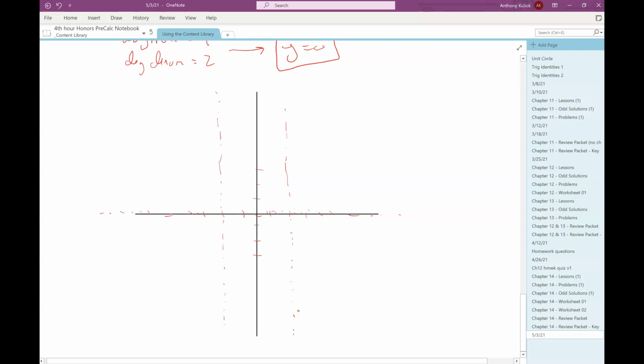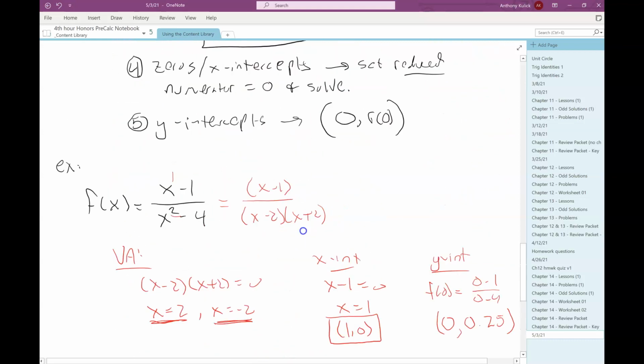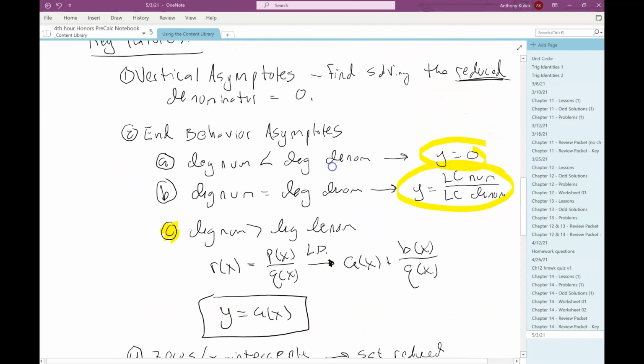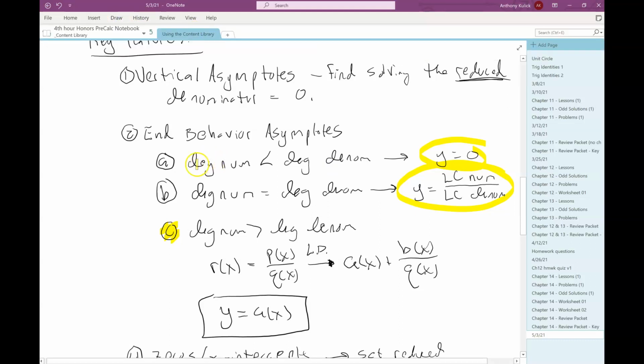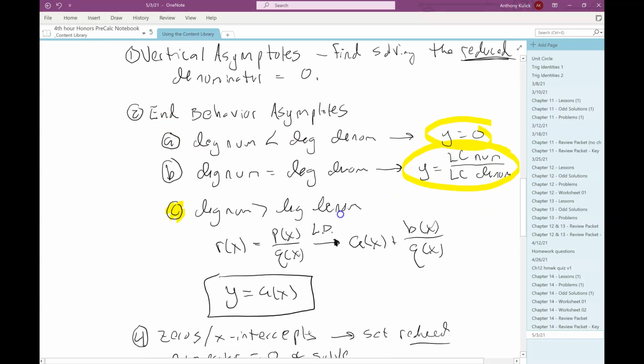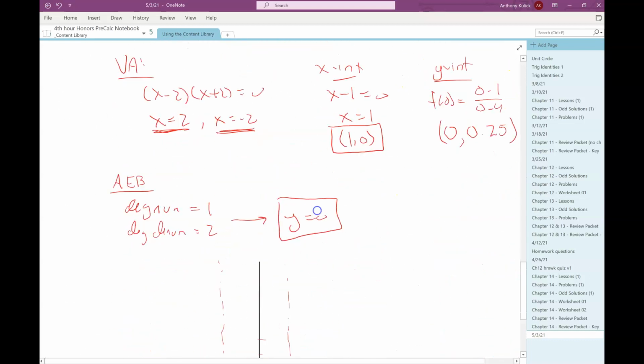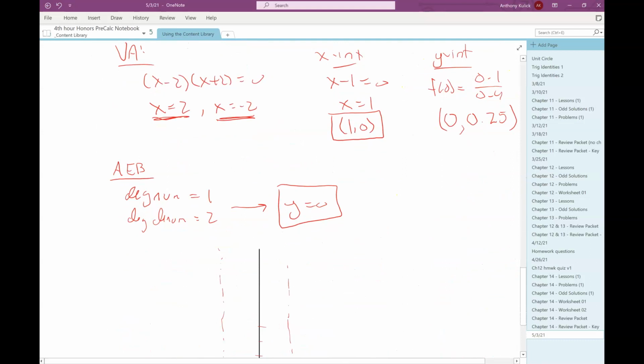Yeah, Josh. Sorry, I'm still a little confused on how to find the end behavior asymptote. So I followed these rules here. In our case, the degree of the numerator is 1 and the degree of the denominator is 2. So we fall into category A, which just tells me it's y equals 0. Oh, okay. So that's all I did. Is that cool? Yeah.